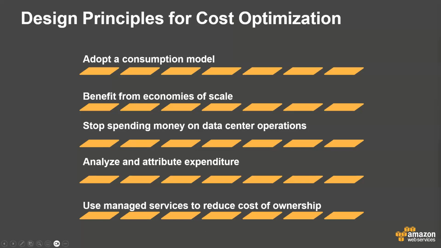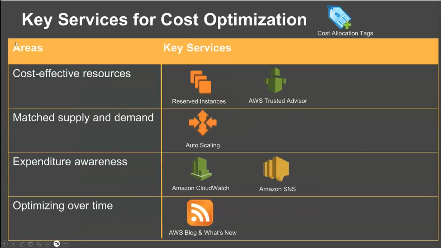So next, let's have a look at the services that are under this cost optimization. In the areas, we have cost-effective resources, matched supply and demand, expenditure awareness, and optimizing over time. Cost-effective resources, rather. Key services, we have AWS Trusted Advisor, and then for instance, we have reserved instance. So the concept of reserved instance is you're going to have a larger discount as compared to using on-demand instances.